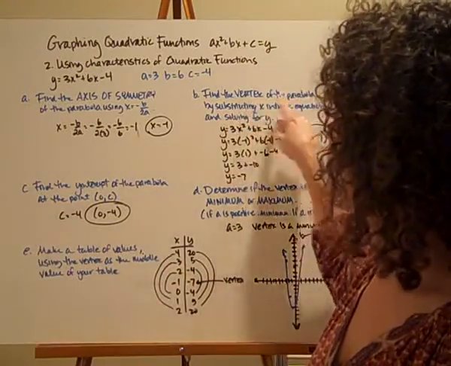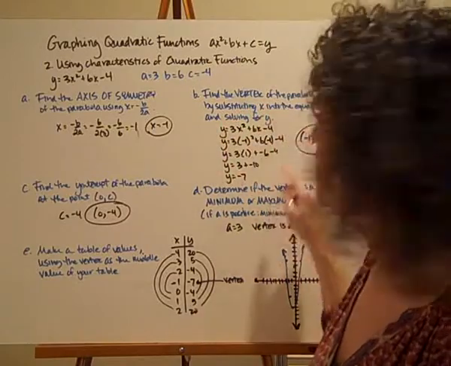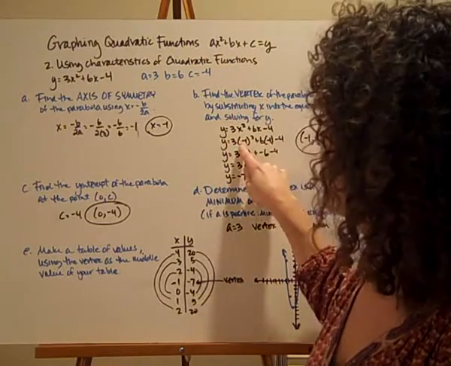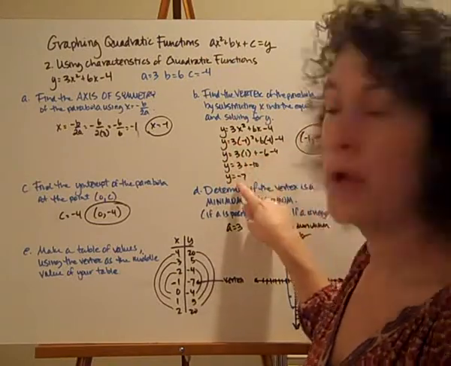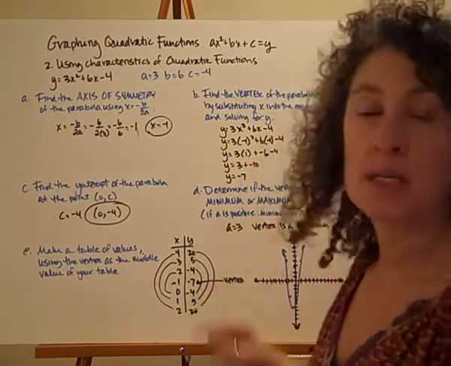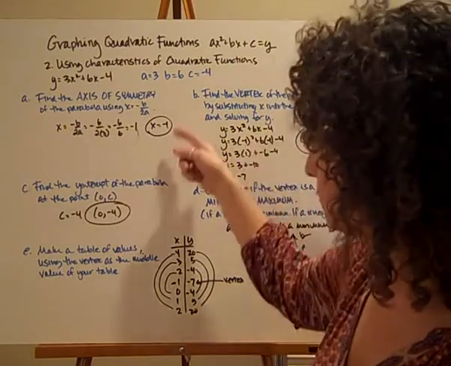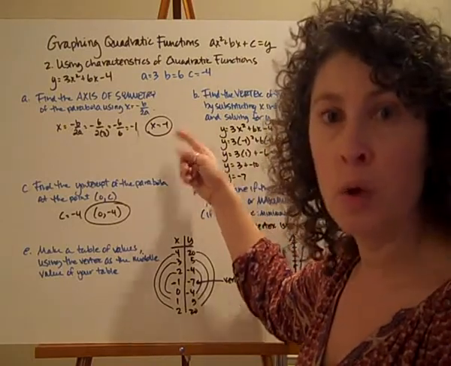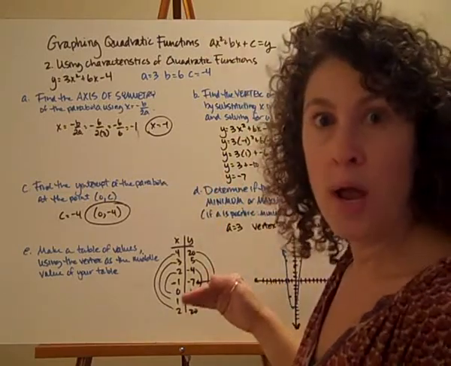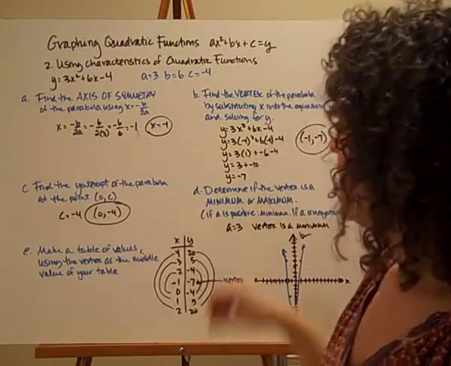Next, we're going to find the vertex of the parabola by substituting x into the equation and solving for y. So I'm going to take my original equation. I'm going to put x into that equation. Here comes my negative 1 right here. I'm going to solve that, and I get y equals negative 7. So if x is negative 1, y is negative 7. So my vertex is negative 1, negative 7. So I know that this parabola has a line of symmetry at negative 1. It's just to the left of the y-axis. It has a vertex that is below the x-axis. So I'm looking at the underneath, in my third quadrant there.